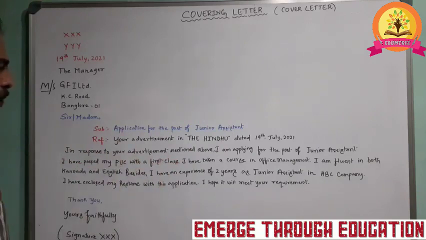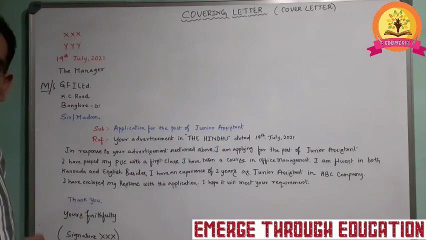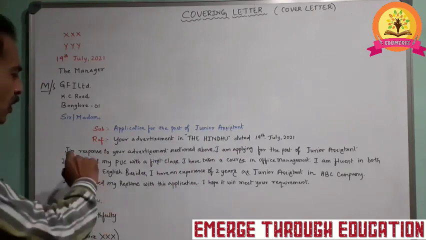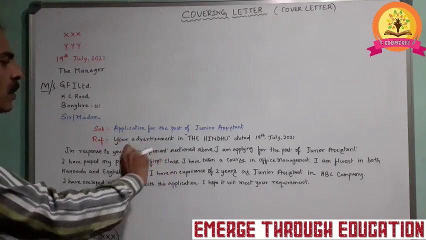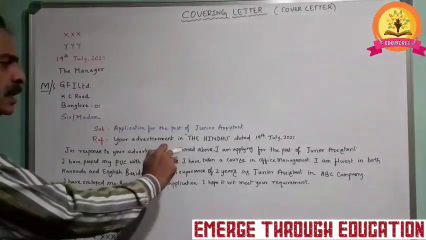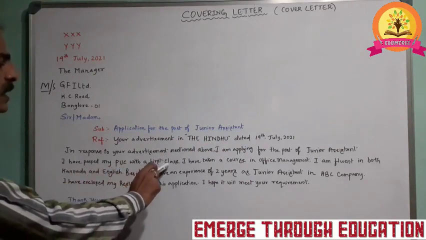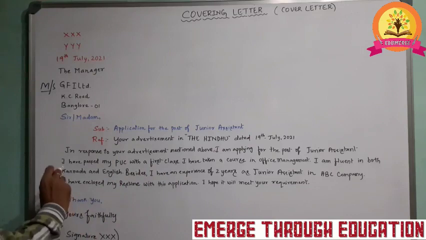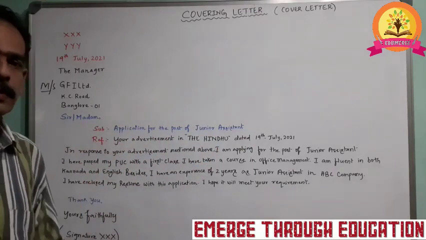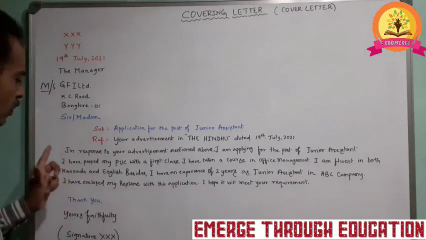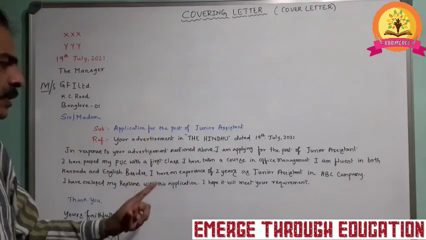Here, dear viewers, you should notice what type of sentence comes into the picture. Here, I am applying, that is nothing but the present continuous. You have to mention, in response to the above mentioned subject, reference or advertisement. This also works with the present tense. And later you can write, I have passed my PUC with distinction or first class. It is the perfect tense because you have completed the required qualification. Then you have to write, I have taken.